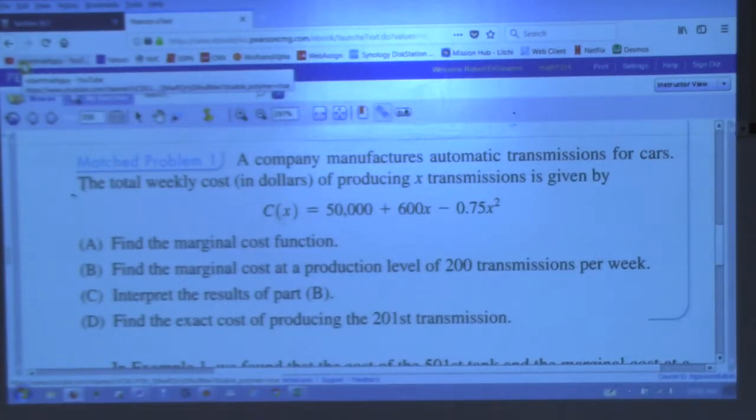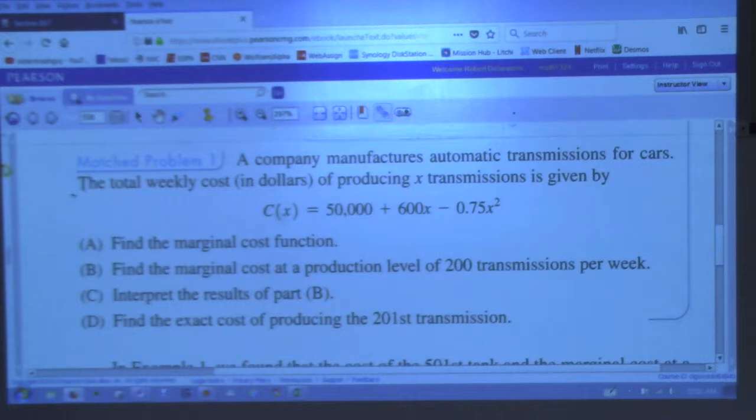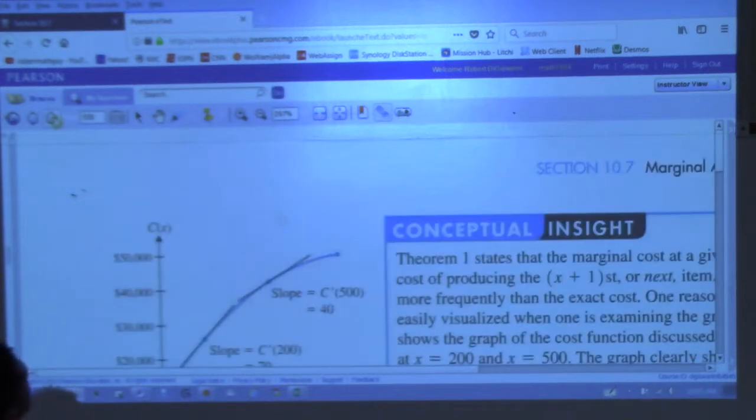Did y'all get it here? Yes. Let's see, we produce 200 transmissions, and the cost increasing. Okay, that's right. I think that's enough of everyone that we can move on, because we do want to leave ourselves a little bit of time at the end. Okay, let's look at the next question.